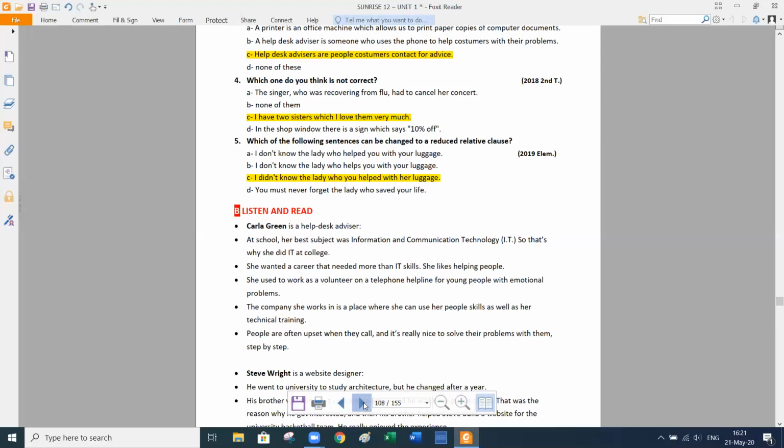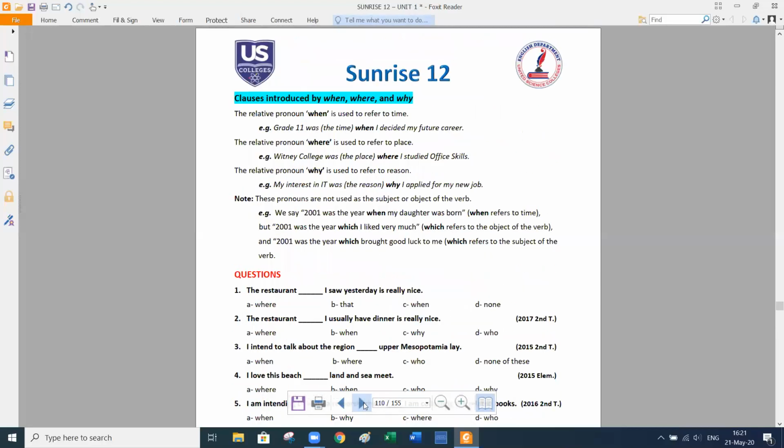Now let me go on to the next section, next grammar part. Clauses introduced by when, where, and why. We use when for time. The relative pronoun when is used to refer to time, and where is used to refer to place. Why is used to refer to a reason. Let's look at the examples.